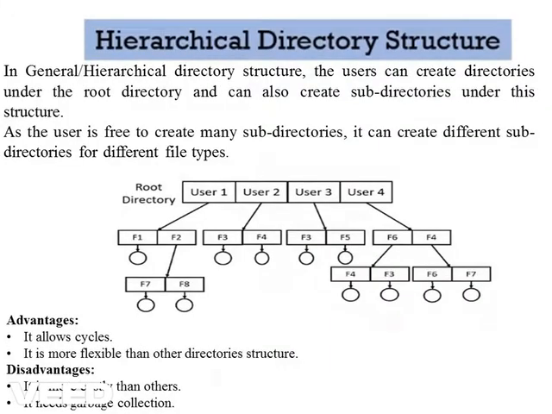The next one is the hierarchical directory structure. This is also known as the general hierarchical structure. The user can create directories under the root directory and can also create subdirectories. So here the user is free to create many subdirectories. It can create different subdirectories for different file systems. We have a root directory and then directory 1, directory 2 and so on.